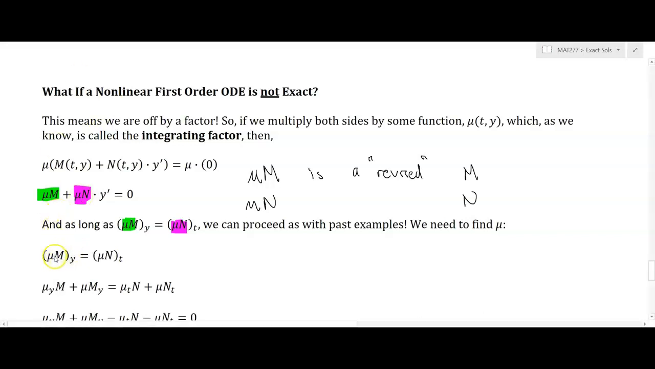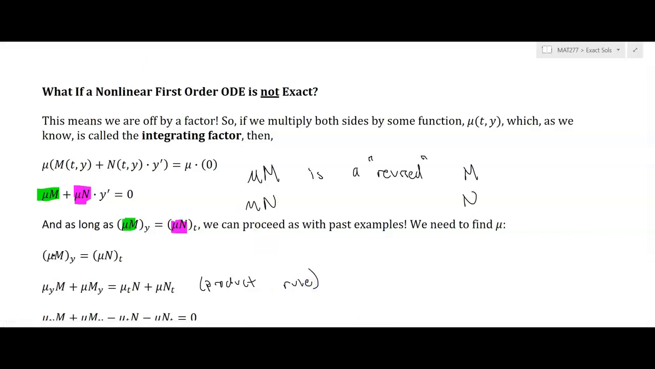Now, how do you calculate what the derivative of mu m is with respect to y? Well, this is a product of two functions that both involve y potentially. So f prime g plus f g prime using the product rule, the derivative of mu with respect to y times m, plus mu times the derivative of m with respect to y. Now the derivative of mu times n is derivative of mu with respect to t times n plus mu times the derivative of n with respect to t. And this is just product rule right here.